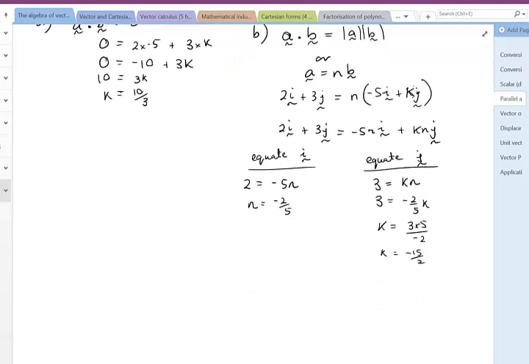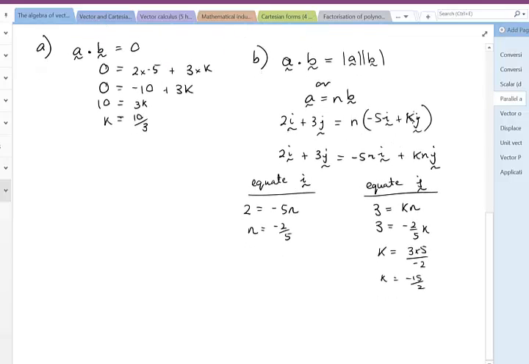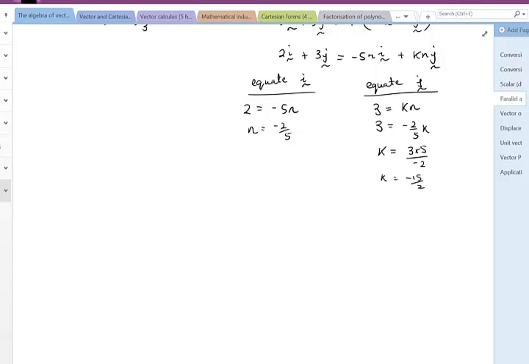And there we have it. So when A and B are perpendicular, we get a k value of 10 on 3, and when they're parallel, we get a k value of negative 15 on 2. All right, a really simple example.